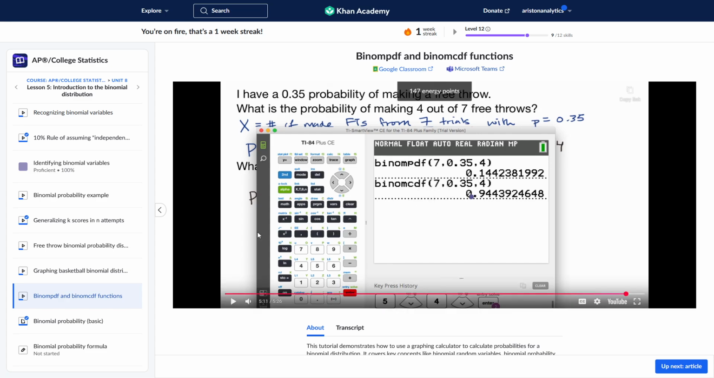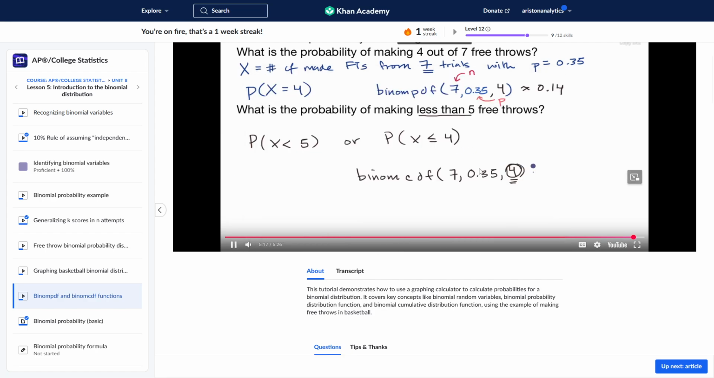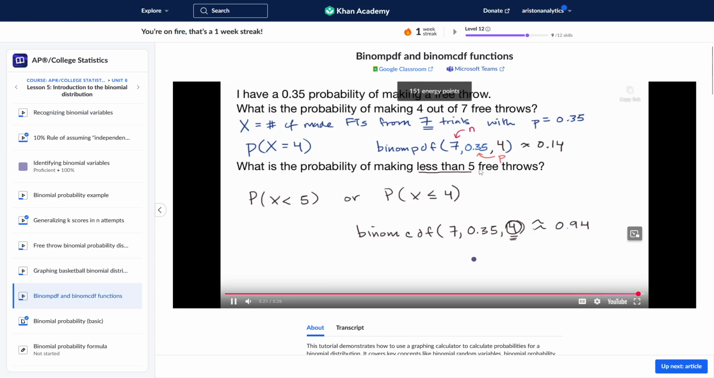It is cumulative. Probability distribution versus cumulative. Okay. Approximately 0.94. So hopefully you found that helpful. These calculators can be very useful, especially on something like an AP Stats exam.